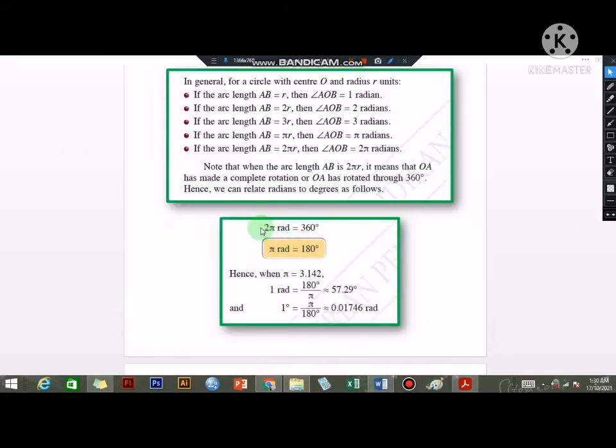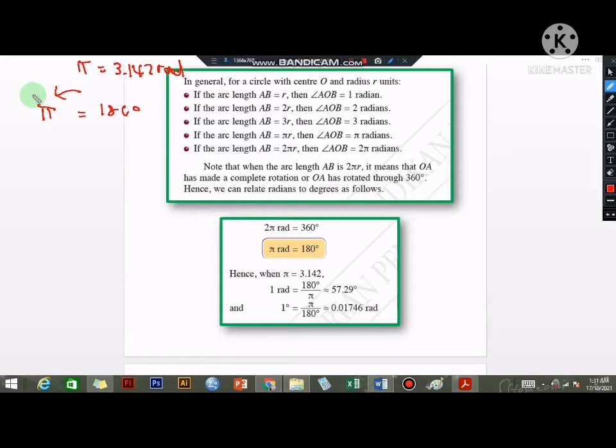Okay class, let's look at this one. 2 pi radian. We know that pi is equal to 180 degree, right? Before this, you just knew the value of pi only, which is equal to 3.142. In this chapter, you will learn new knowledge, which is that pi is actually in unit radian. Remember that one.